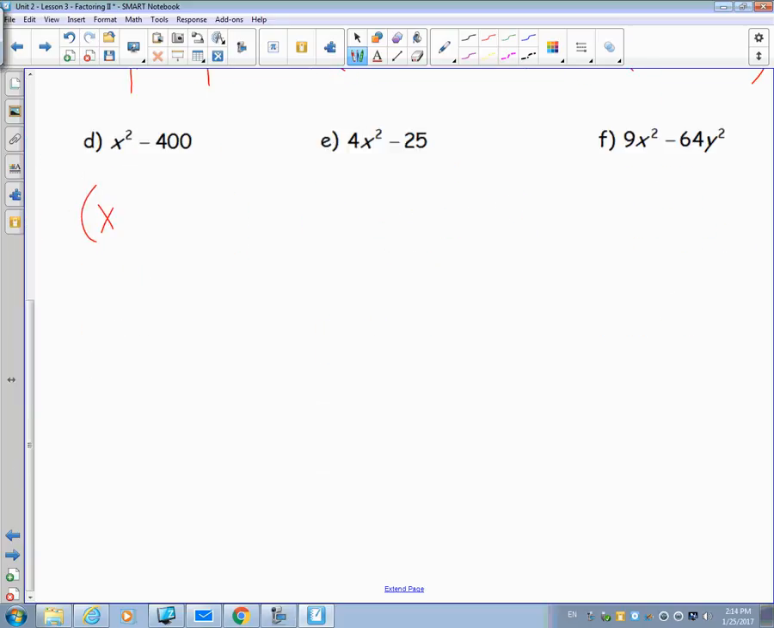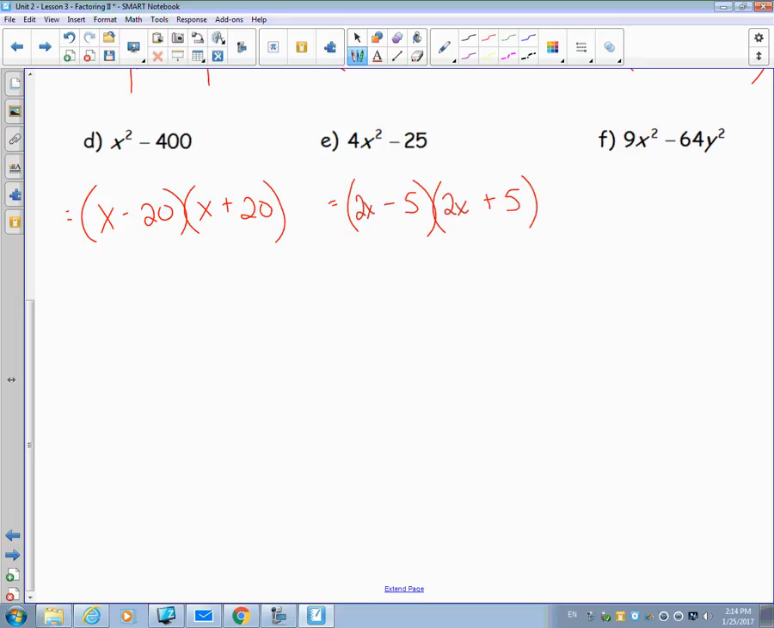Okay, x square root of 400 is 20. Okay, try the next one. I got two terms. I got a minus sign. Square root of the first thing, 4x squared, would be 2x. Square root of 25 is 5. I get a plus and a minus.